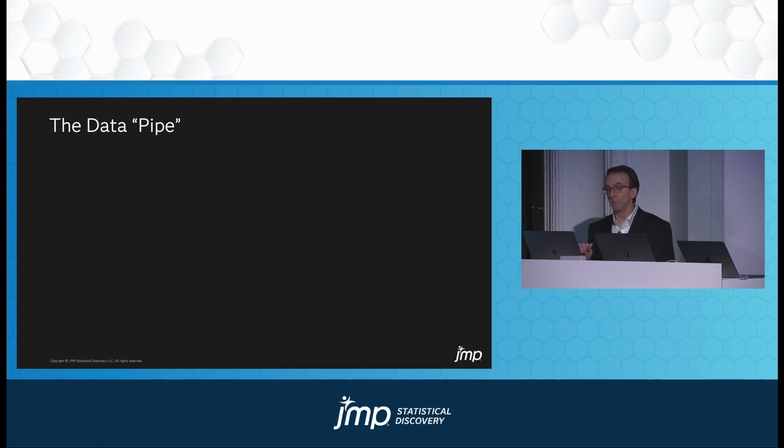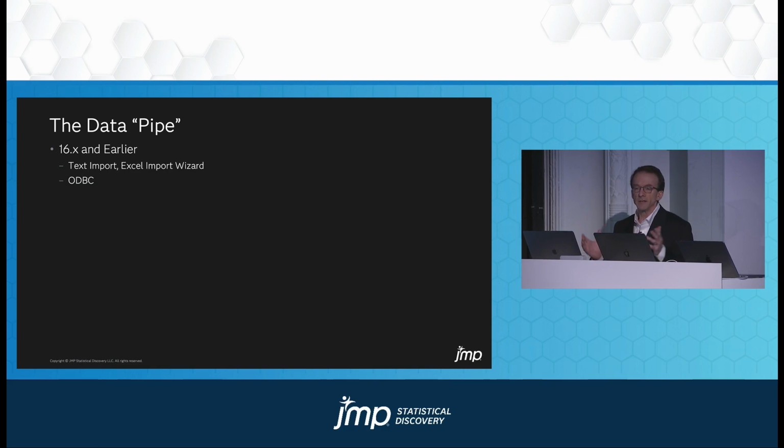First, we're going to talk about the data pipe. We've had data pipes in JMP for a long time. Back even in 16 and earlier, we had text import and the Excel import wizard, and the heavy lifter was ODBC to go get data out of your relational database and bring it into JMP. We found about that time that there were some data sources coming along where ODBC was not a great fit for getting the data. A great example of that is the historians, OSIsoft PI historian in particular. So in JMP 17, we released the OSIsoft PI historian data connector that, rather than ODBC, uses the OSIsoft API to get data, which is a much more effective way to go about that.